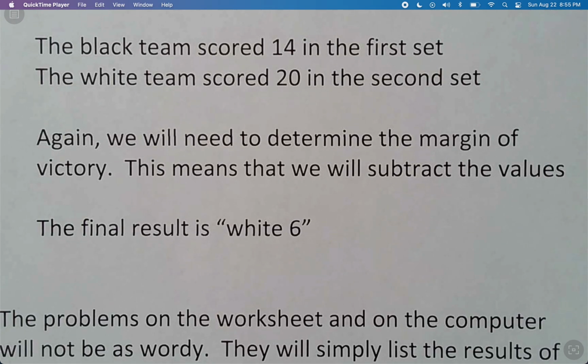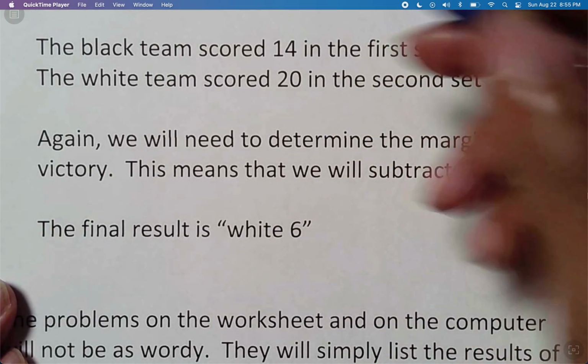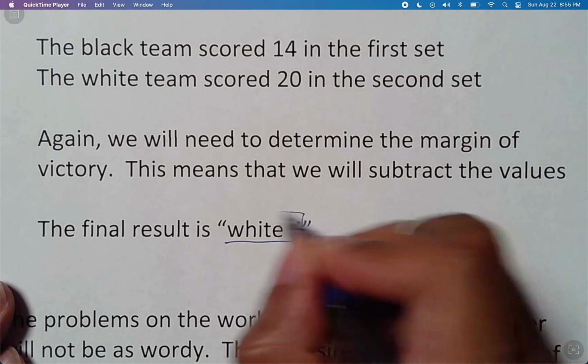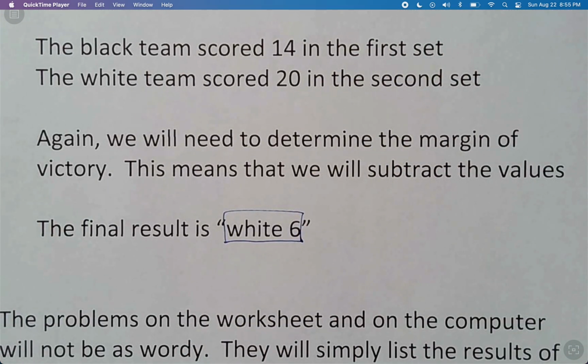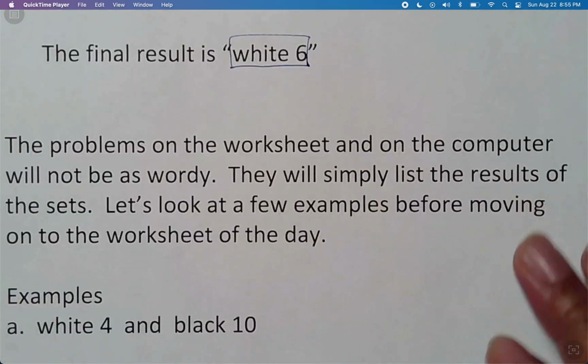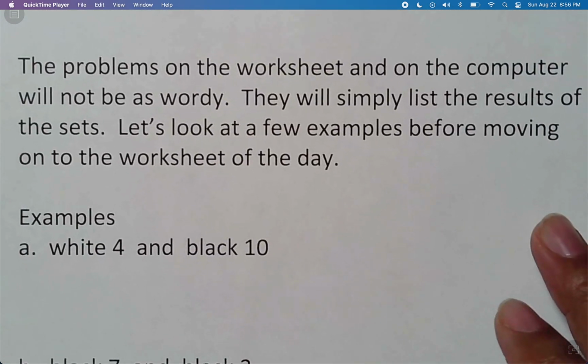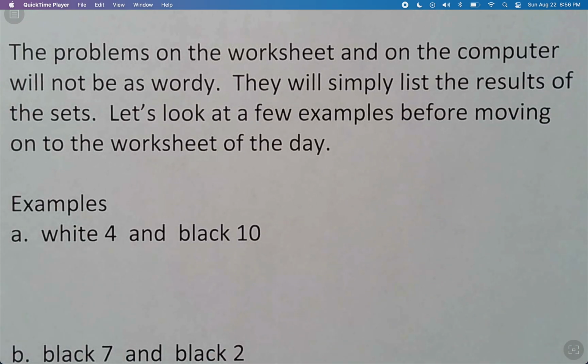The way you figure out that number is by subtracting. 20 minus 14 is 6. That's why the white team won by 6. So, the problems on this worksheet in the computer will not be as wordy. They will simply list the results of 2 sets. So let's look at a few examples before we move on to the worksheet for the day.